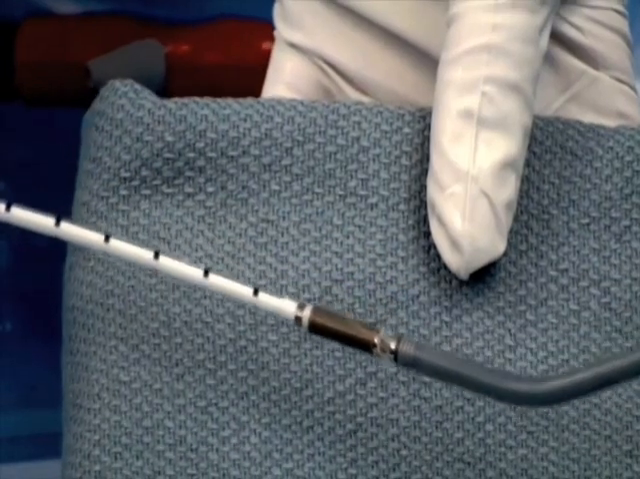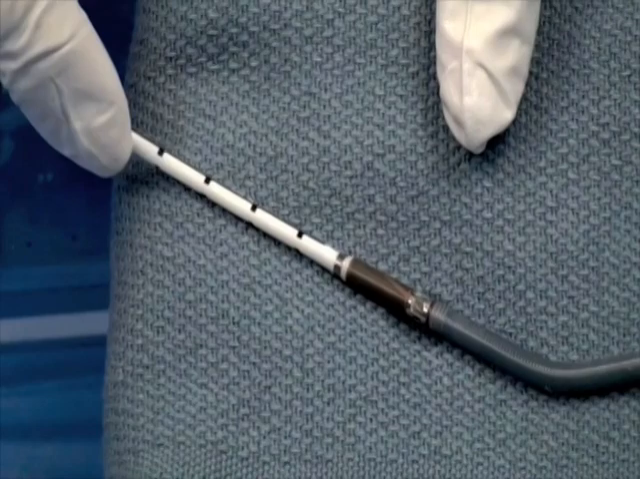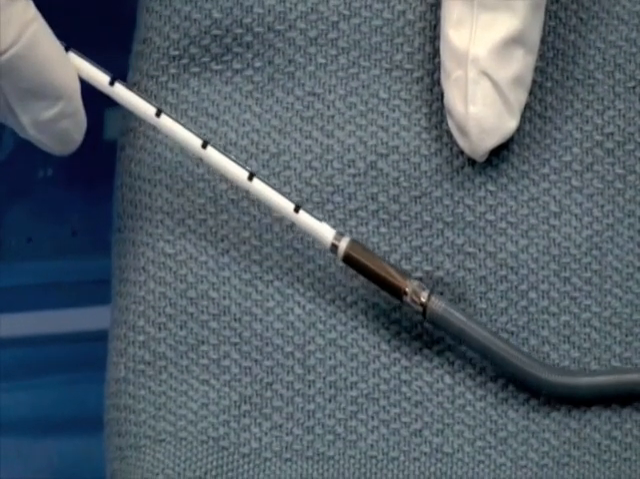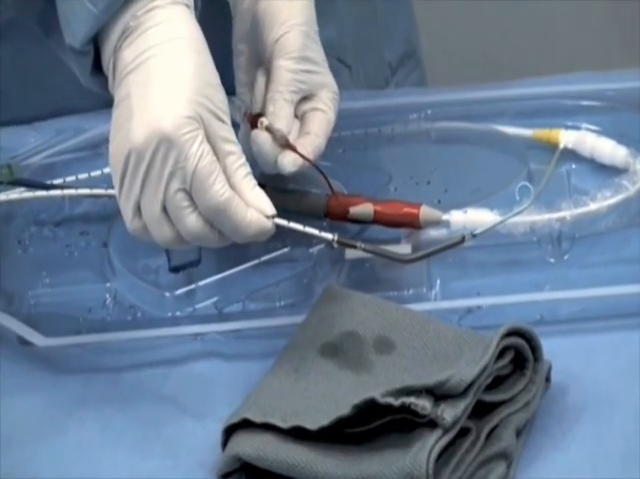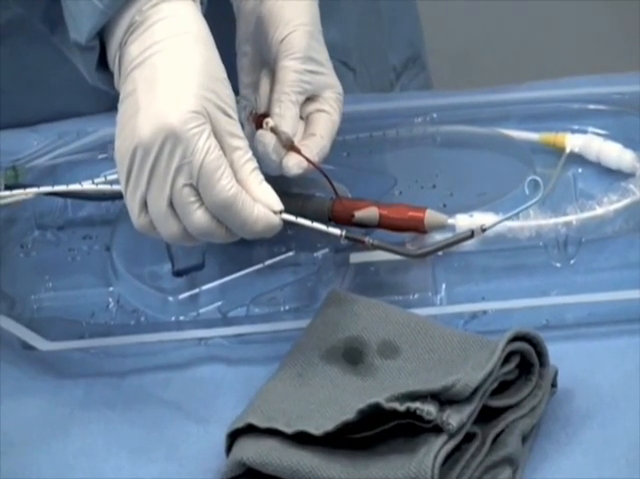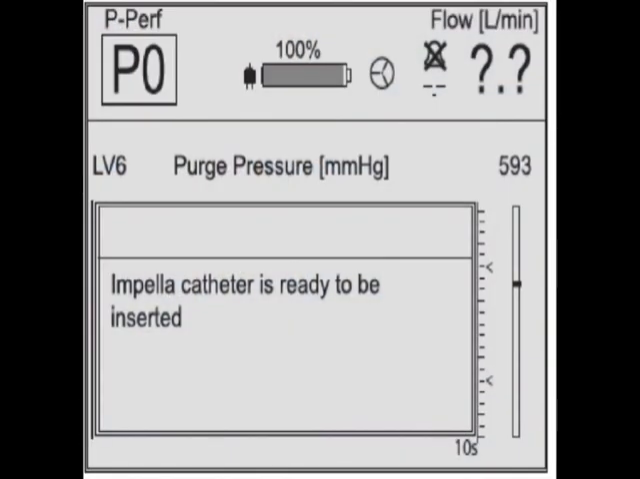Step 3, de-air. Visually confirm fluid exiting the motor and open pressure port. Squeeze the white flush valve. After 10 seconds, the black line reaches the right side of the display console, beeps, and goes into its fourth screen. The console will display, quote, "The Impella is ready to be inserted." This message will only remain on the screen for 10 seconds. The Impella catheter is now ready to be inserted.